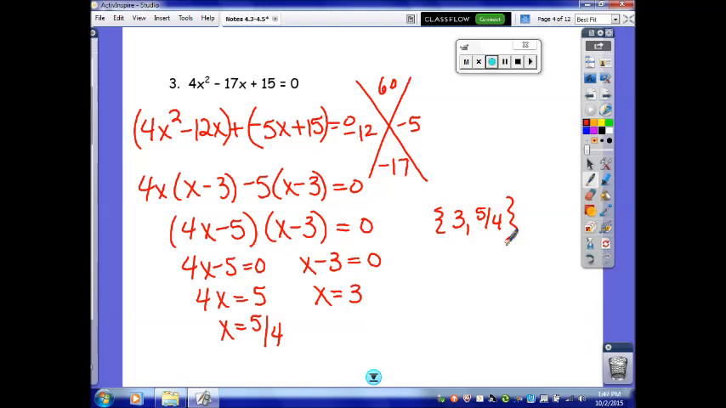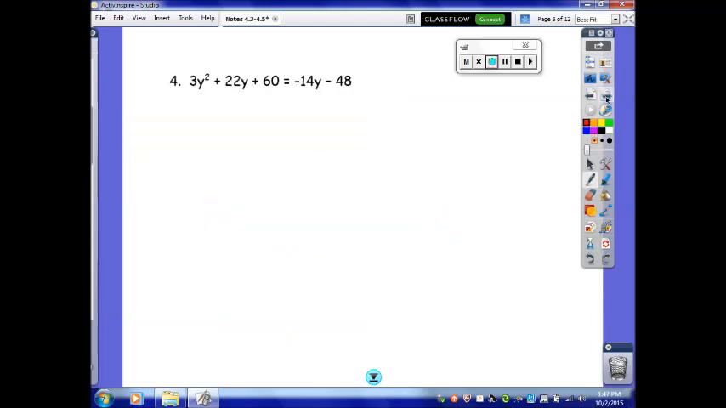Alright, one more of these before we move on to a slightly different topic. If you look at this one, you say, oh, I've got some work to do first. I've got to get it in standard form. That means everything needs to be moved to one side, combining like terms. So 3y squared. I'm going to add 14y to 22y and get 36y. And I'm going to add 48 and 60 and get 108.